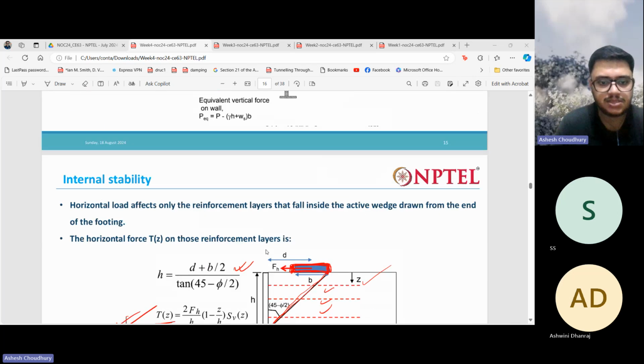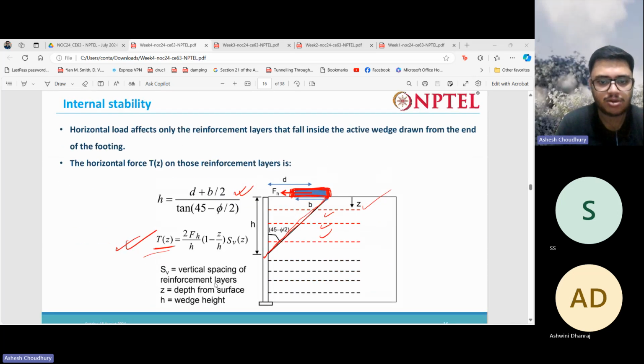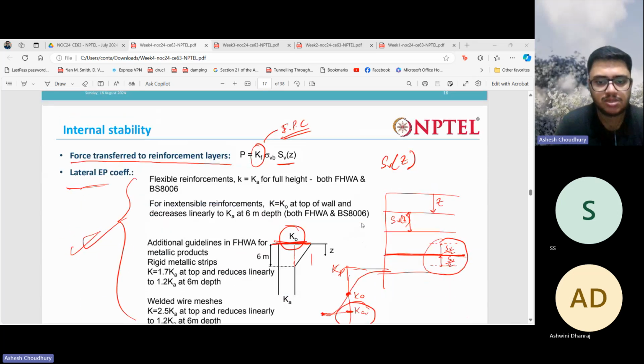Okay, internal stability: how to do this internal stability calculation, how to find out the length. This length comes out from geometry, and this length comes out from the pull out load, right? So this we calculated already, and the minimum embedment length should be 1 meter, if you recall. So all these things we studied.